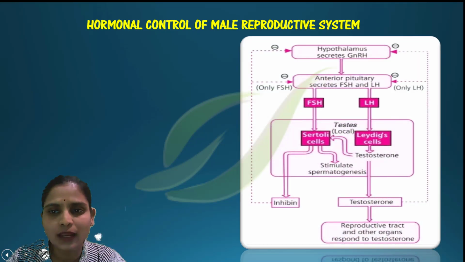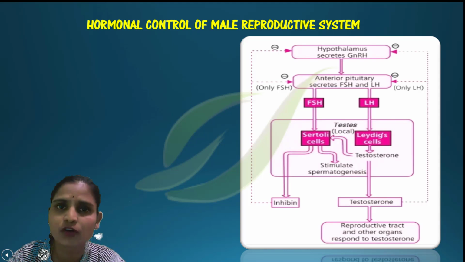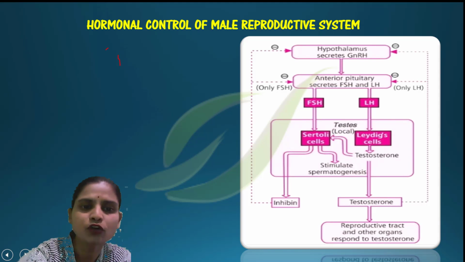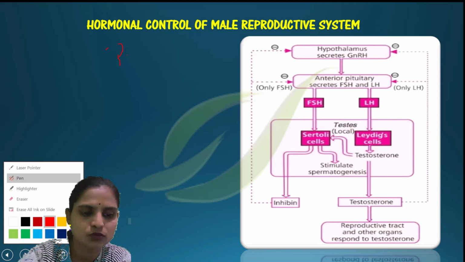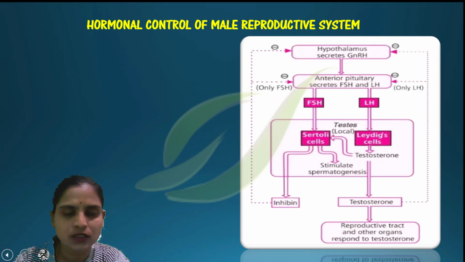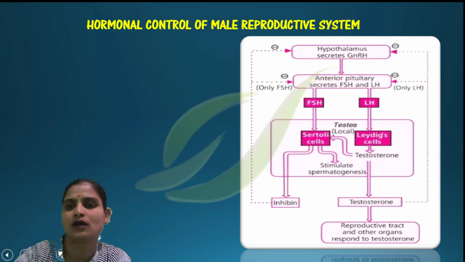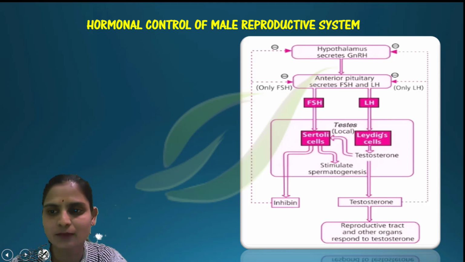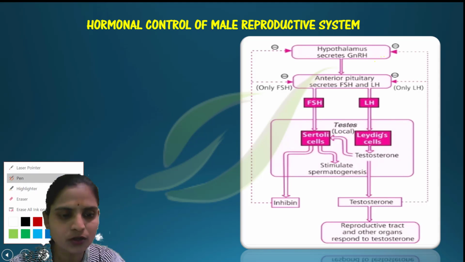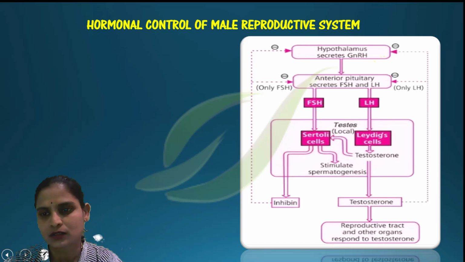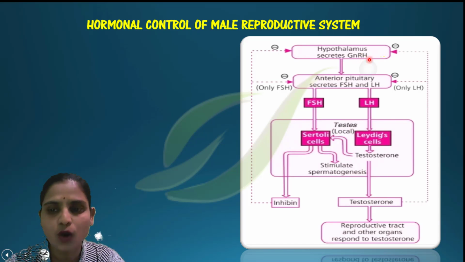So in the male reproductive system, the growth, development and function of the reproductive organs of the male will depend on hormones. During puberty, many hormones will be released. At the time of puberty, the hypothalamus will release gonadotrophin hormone.